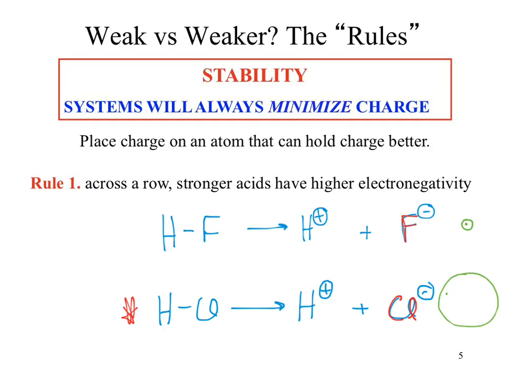What does that mean about the stability of the electron? It's more stable. If the electron's more stable in chloride, what does that mean about the stability of fluoride versus chloride? Chloride's more stable. If chloride's more stable, is it willing to give the electrons back to hydrogen to go in the reverse direction? No. What does that mean about the acidity of HCl versus HF? It's the stronger acid.